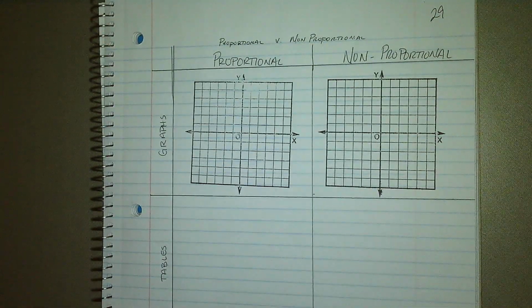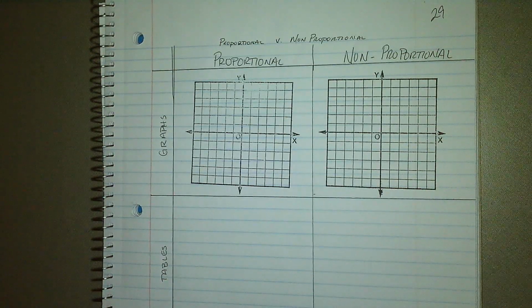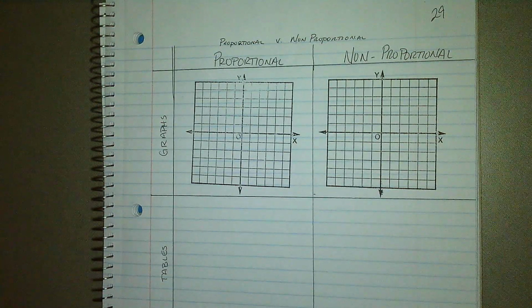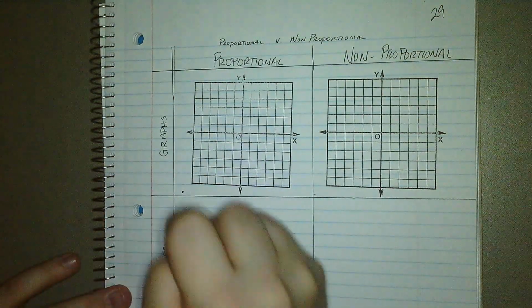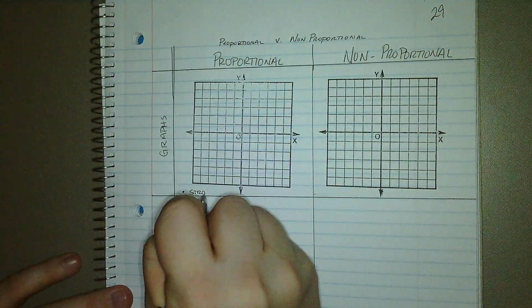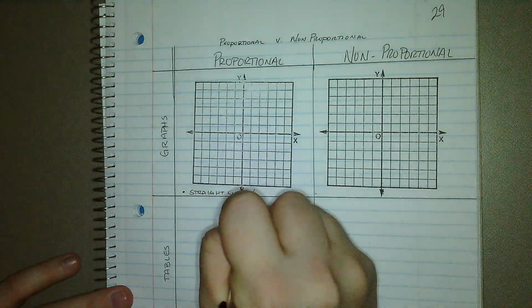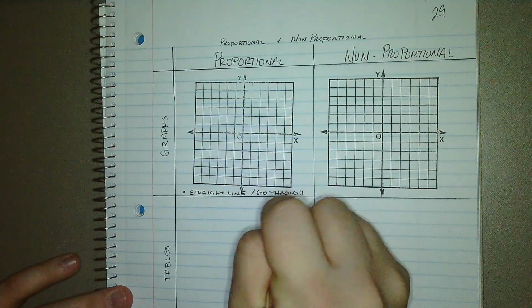Alright, so at this point in time, you should have your journal set up how I have mine. What we're going to do is compare a proportional relationship to a non-proportional. So if you remember back to your proportional relationship notes, we talked about when it comes to a graph, the proportional relationship must meet two criteria. It must be a straight line, and it must go through the origin.